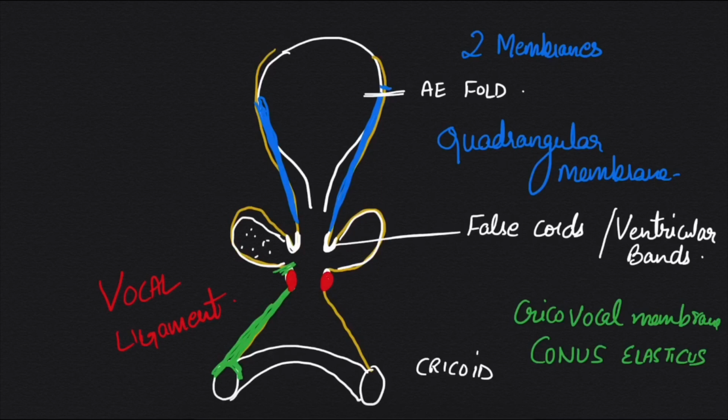Now in between false cords and true cords, you see a reflection of the mucosa. This is what we call the ventricle. Now this ventricle is very important because it has oil glands, because mucus and oil is not produced from the vocal cords, it is produced in the ventricle.